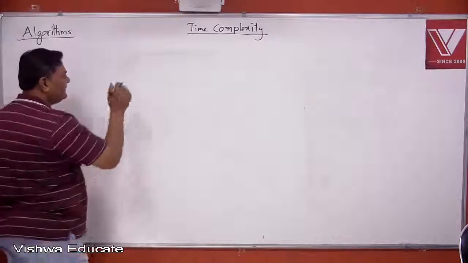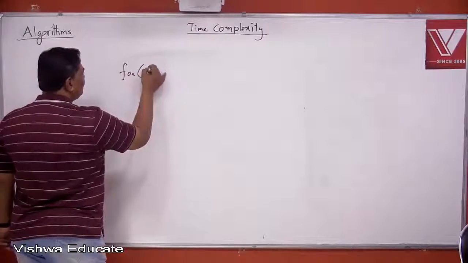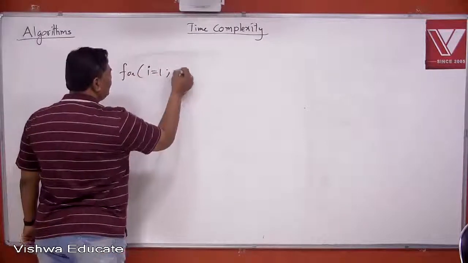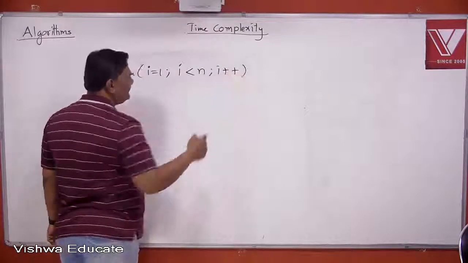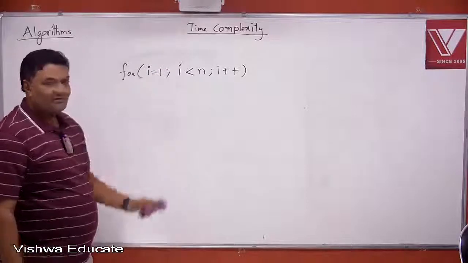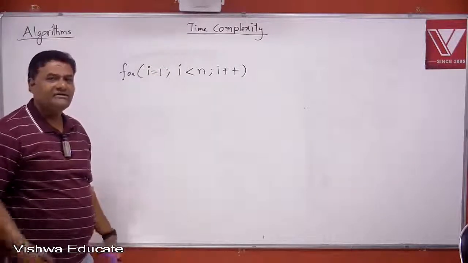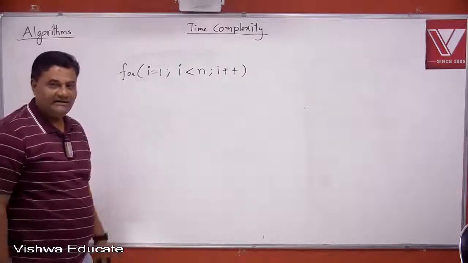Now let us write one more piece of code. For i assign 1, i less than n, i plus plus. When it becomes n, it will stop. Less than n I wrote, less than or equal to n also you can write. i starts from 1 and when it becomes n, it will stop.